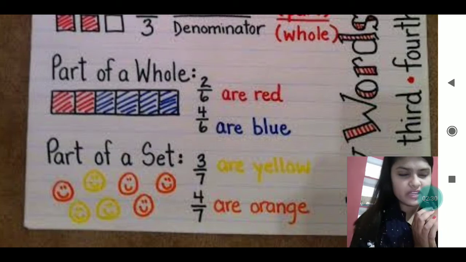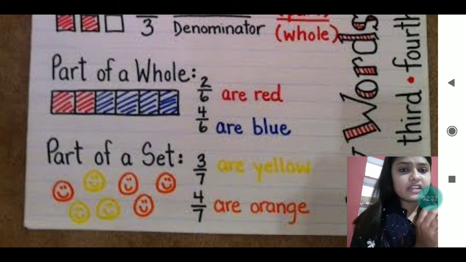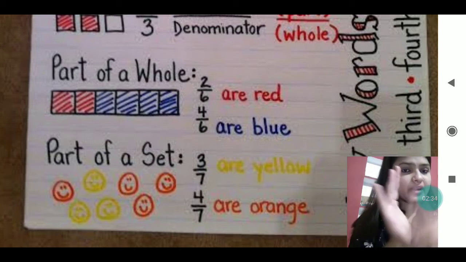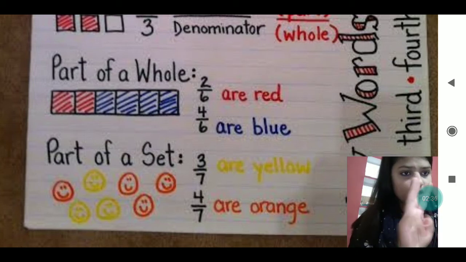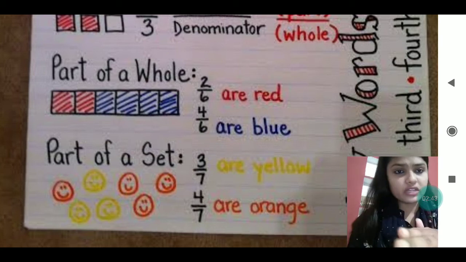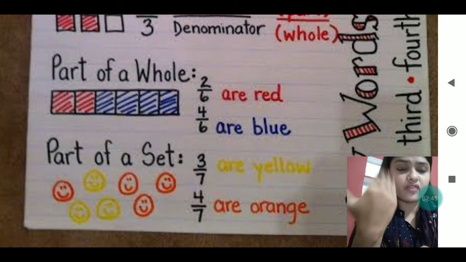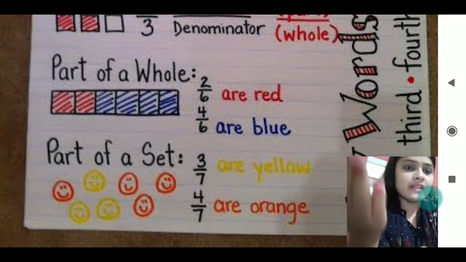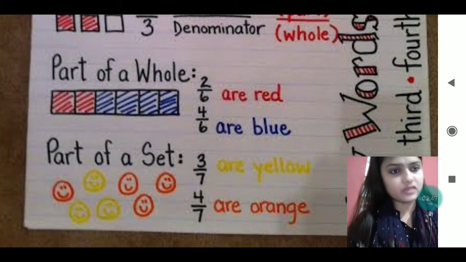The same way the smileys are also done. You can see the total number of smileys is 7, but 3 are yellow smileys and 4 are orange smileys. So the number of yellow smileys will be written upside and the total will be written downside. In the same way, the number of orange smileys will be written upside and the total written downside. Now just move on.